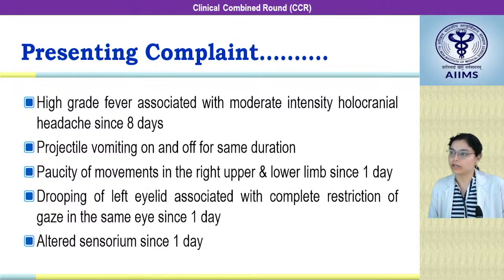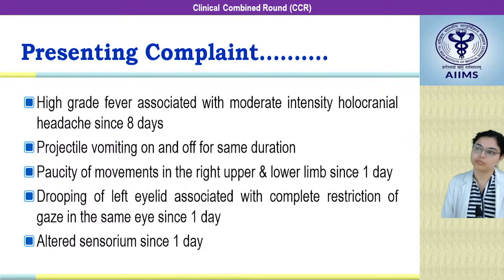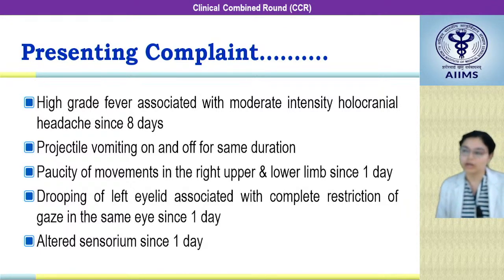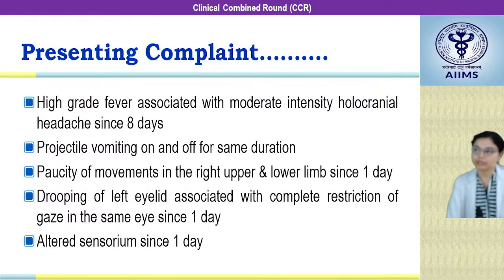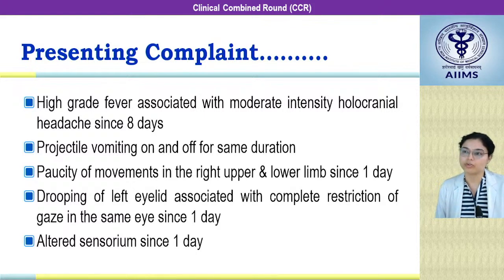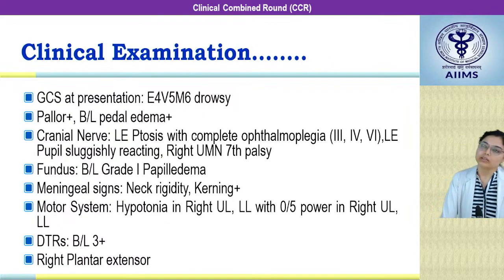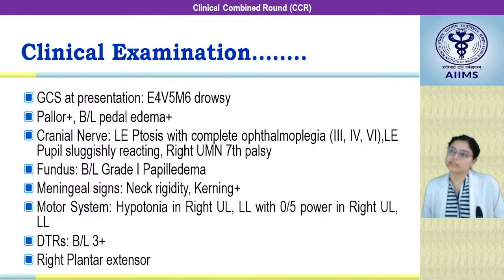And 1 day prior to when we were informed, that is on the 13th, the patient had developed paucity of movements in the right upper limb and lower limb, associated with drooping of the left eyelid and complete restriction of ocular movements in the left eye, and also altered sensorium for the same duration. At first contact, the GCS at presentation was M6, drowsy.